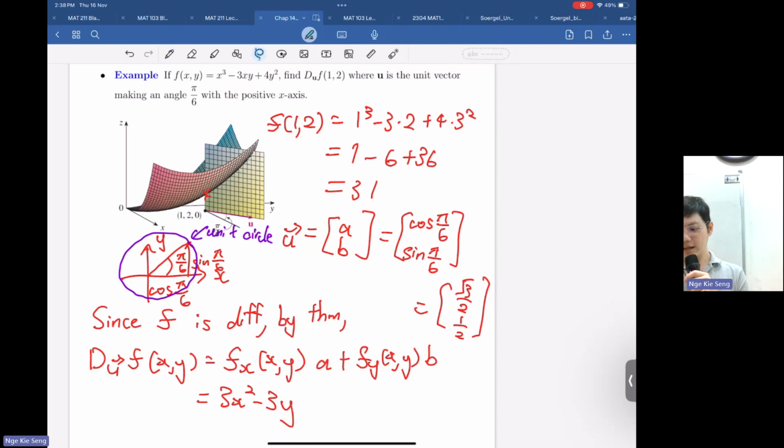Similarly, if you differentiate plus 4y squared with respect to x, what do you get? Any x or not? No x. Is y a constant or a variable with respect to x? Yes, constant. So you differentiate a constant with respect to x, you get 0. Please remember. Times a, which is square root 3 over 2. How about differentiating f with respect to y?